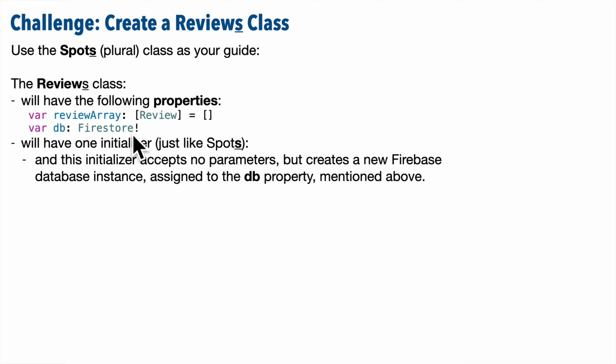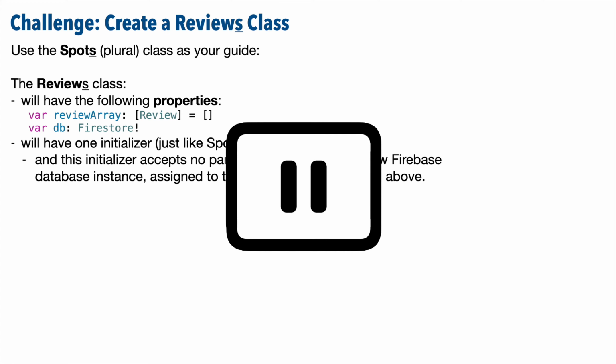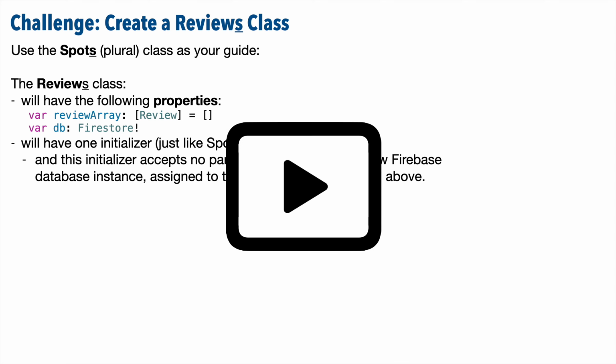Now at this point, all I want you to add is one initializer. That's the initializer that you've got just like inside of Spots. This initializer accepts no parameters, but it creates a new Firebase database instance and assigns this to the DB property mentioned above. So why don't you pause, give it your best shot, and let's look at the solution. I know you got this.